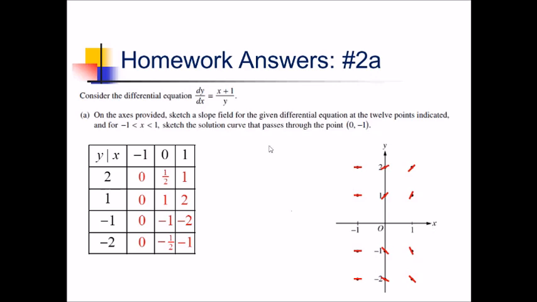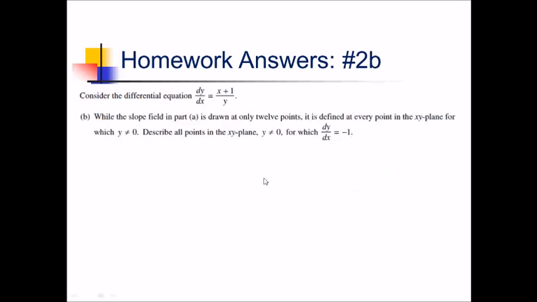But before you move on to the next problem, there's one more part. They said, sketch a slope field, and for negative 1 to 1, sketch the solution curve that passes through the point 0, negative 1. So that's this point right here. We're just going to sketch the curve following the tangent lines that goes through that point, like so. And now we're done with this problem part.